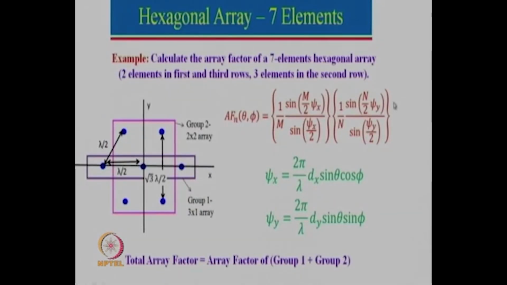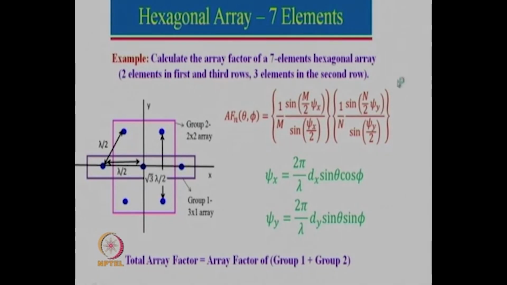So here we have taken a hexagonal array which has a total of 7 elements, and these 7 elements are placed like this: there are 3 elements placed over here, and 2 elements upside, 2 in the downside. The term hexagonal array is used because the distance between this element and this element is exactly equal. So this is lambda by 2, this is lambda by 2. So all the dimensions are lambda by 2, or in a general case the dimensions can be d.